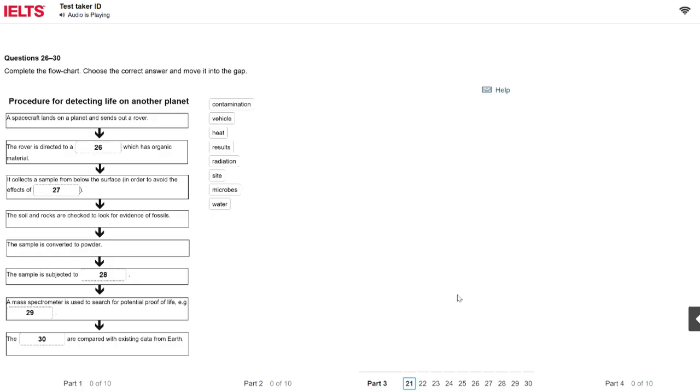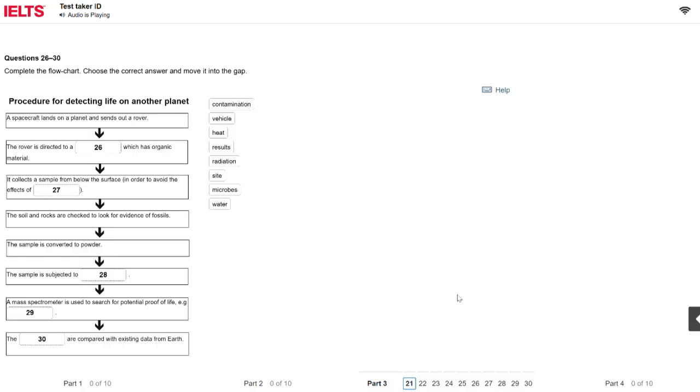Unlike our planet, the surface might be exposed to high levels of radiation, and that could kill anything living on the surface. I see. But something could still be present underneath the surface. Yes, it's possible. So at this point, the soil and rocks that have been collected would need to be analysed to see if there are any signs of fossils. Right, just as we do on Earth. It's unlikely that there'd be anything that large, but it's an essential step.